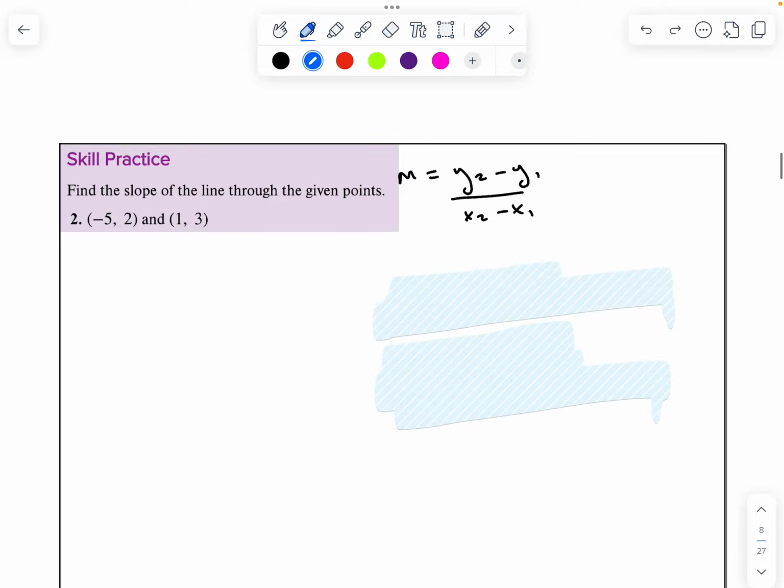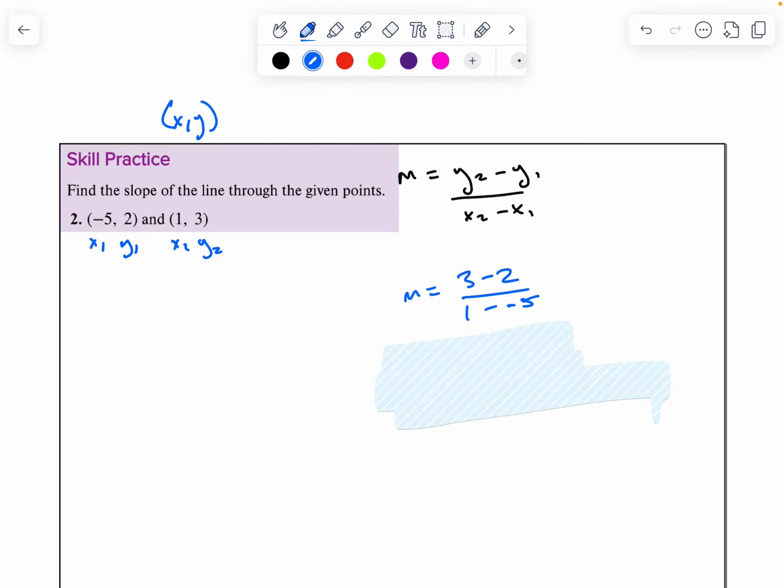Try this one. You should pause the video. I'm going to count to 3, and then I'm going to reveal how I work this one. Again, I would label these x1, y1, x2, y2. Remember, every point is a x comma y. And so subbing those in, we get this. 3 minus 2 is 1. 1 minus negative 5 is 6. That's our slope, 1 over 6.